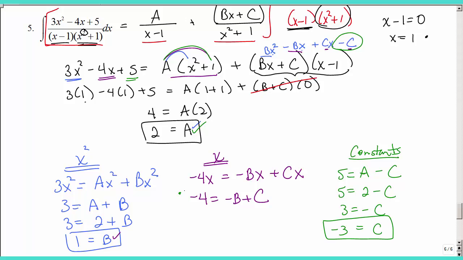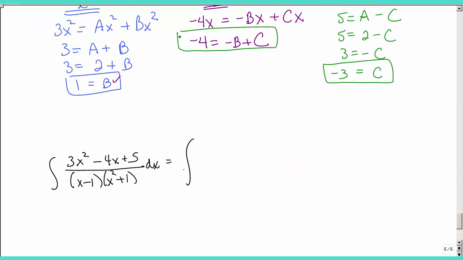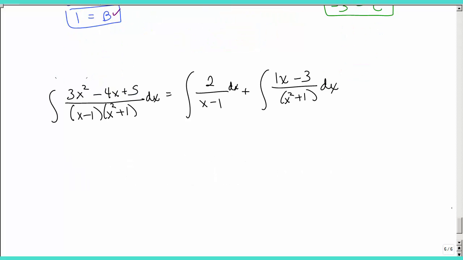Okay, and again here, well, I'm kind of done. I have A, B, and C. Could I have used this? Yes, I could. I just think these two were easier. Okay? So now I have my A, B, and C. I can now integrate. Okay, so we have the problem equals A over x minus 1 plus Bx plus C over x squared plus 1.